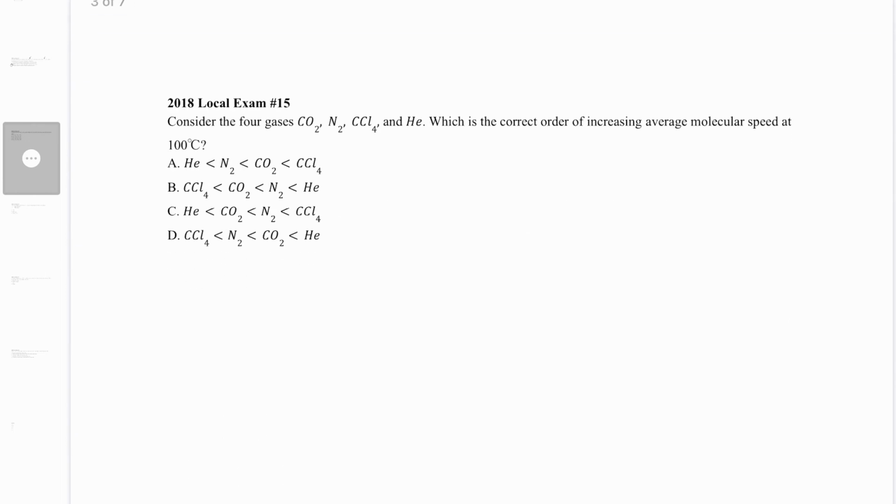Consider the four gases: carbon dioxide, nitrogen gas, carbon tetrachloride, and helium gas. What is the correct order of increasing average molecular speed at 100 degrees Celsius? Your average molecular speed is going to be your root mean square velocity. So your root mean square velocity is going to give you the speed of the gas, and it's equal to the square root of 3RT over the molar mass of the gas, and this is in kilograms. What your root mean square velocity formula tells you is that as you increase your molar mass, the speed of your gas goes down. And the bigger your molecule is, the slower it is.